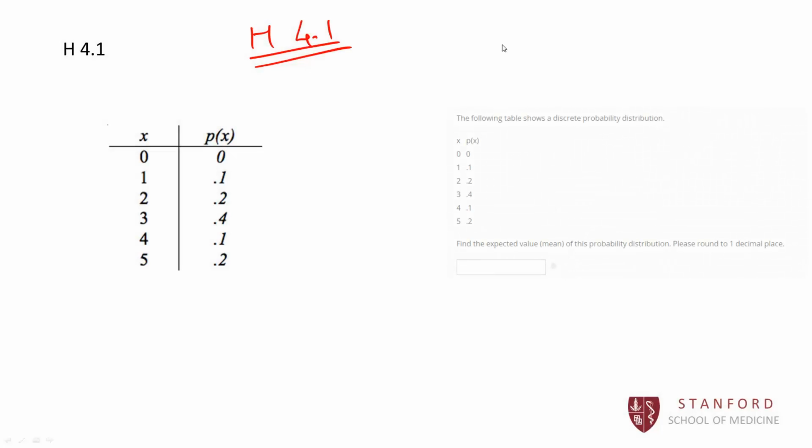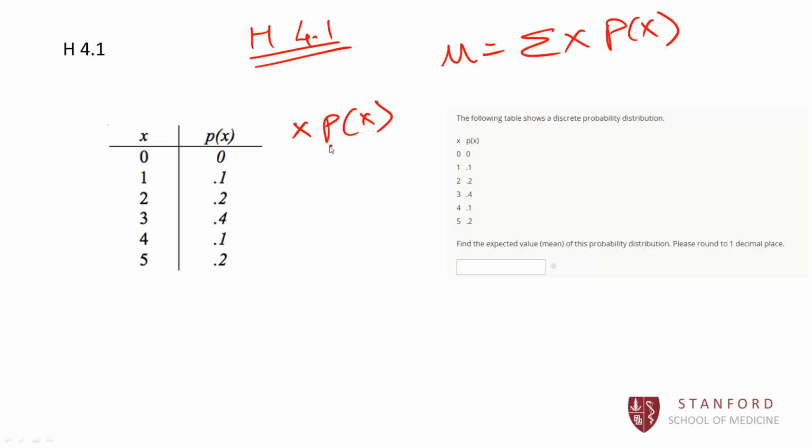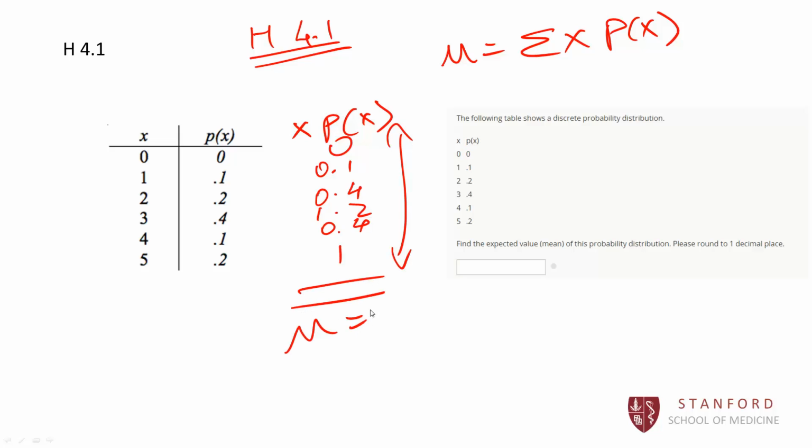In the case of a discrete probability distribution, the formula for the expected value is the sum of x times p of x. So we can just make a new column here, which is x times p of x. We get 0.1, 0.4, 1.2, 0.4, and 1. And if we add all these numbers together, we'll get the mean as 3.1.